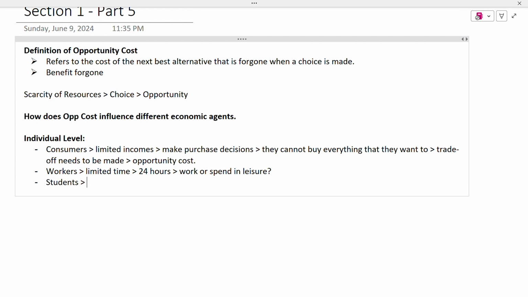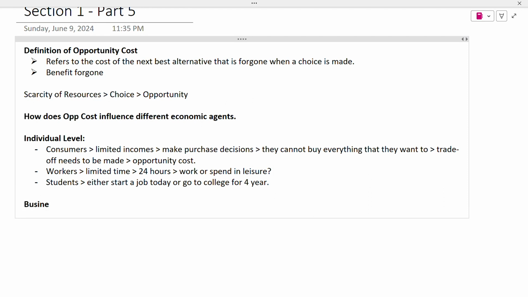Let's talk about another example. Students also face an opportunity cost. Students have limited time as well, so they can either start a job today or go to college for, let's say, 4 years. The earnings that they're giving up by going to a college or a university, which they could have earned by doing a job instead of studying, become their opportunity cost.